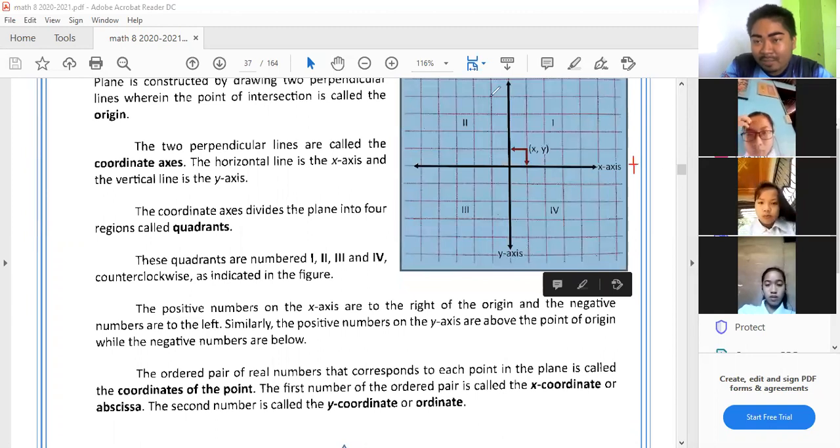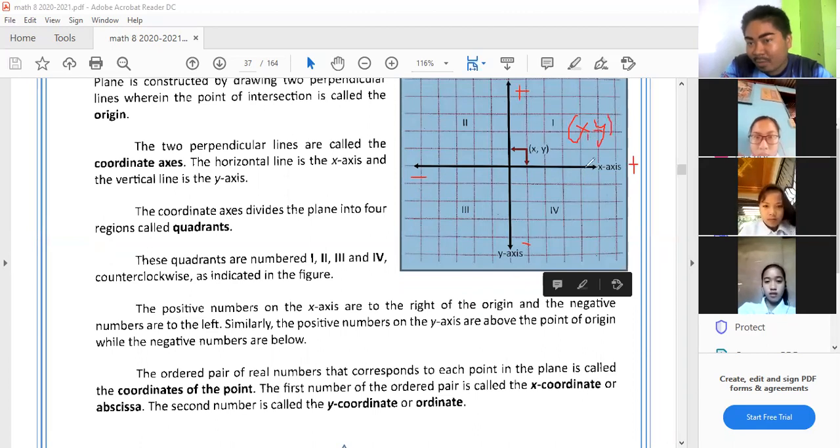Sa taas naman, this is also positive. Dito sa baba, this is negative and this is negative. Kaya pag tinanong sa yung quadrant 1, we have x and y. Therefore, kapag tinanong tayo kung ano ang nilalaman ng quadrant 1, that is positive, positive. Yan lang siya. Kung saan matatagpuan itong number na to, sa quadrant, ganon siya.